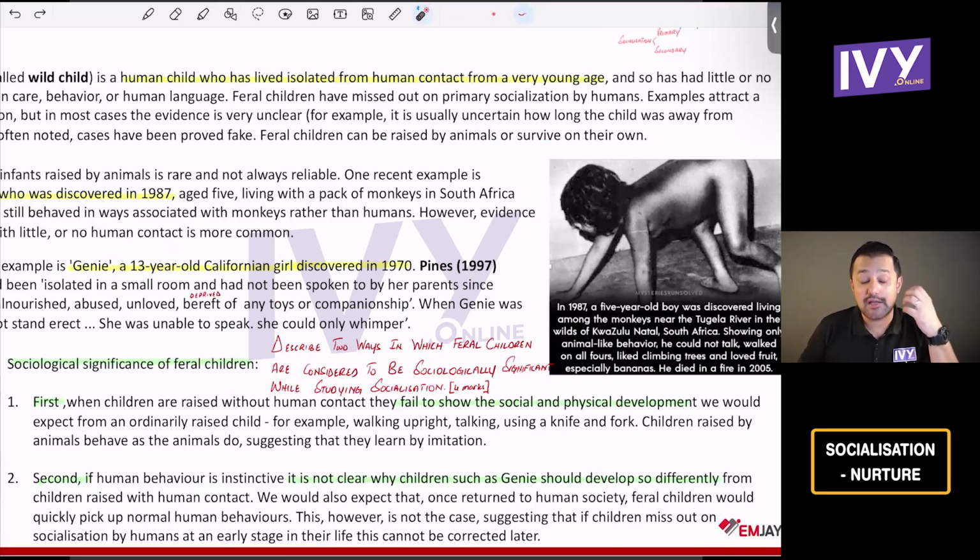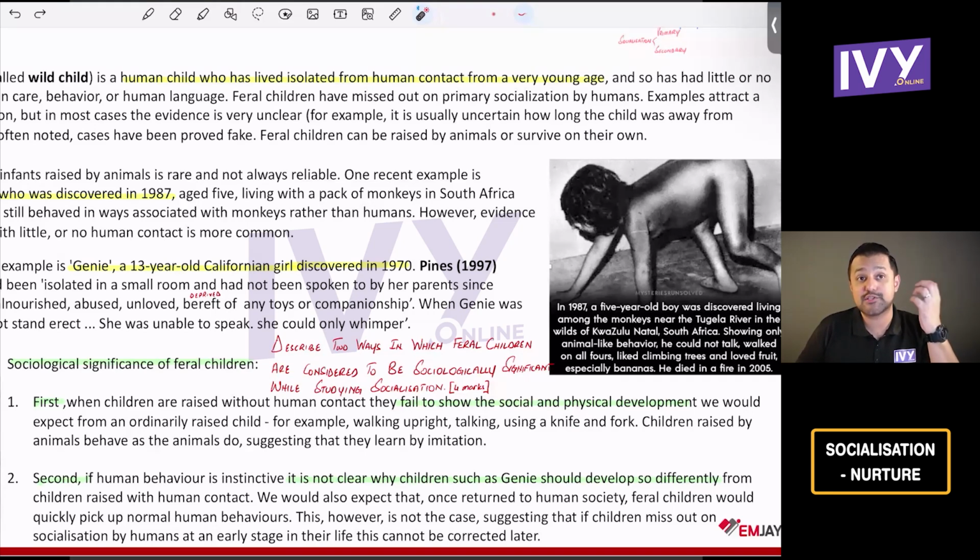The question that we could raise over here is, had it mainly been because of nature, these children would not have lacked any sort of social and physical development, and that would have led to them being like us. So, for example, walking upright, talking, using a knife or fork. Children raised by animals behave as the animals do, suggesting they learn by imitation. Now, a lot of what we do, we imitate, we copy. At times there are things that are done around us as a young child deliberately so that we end up catching on to it, we end up copying it.